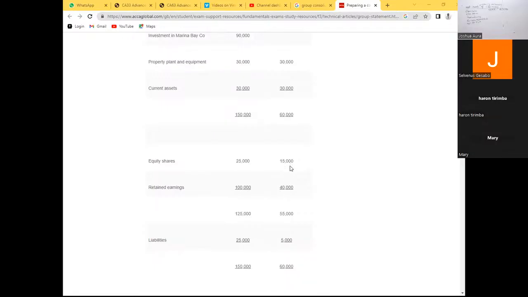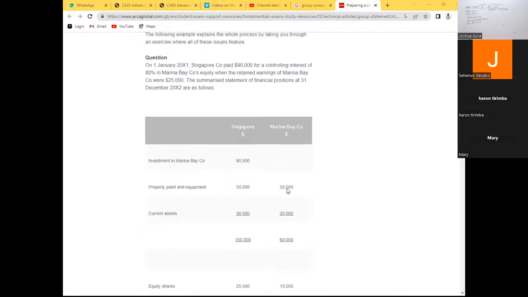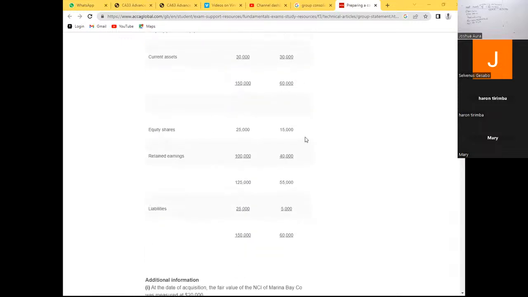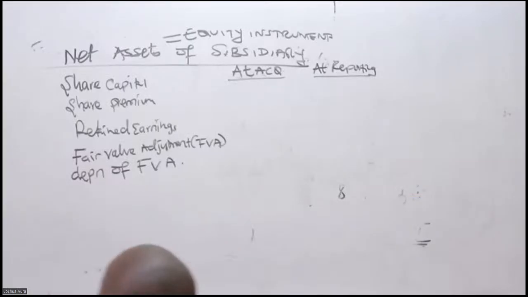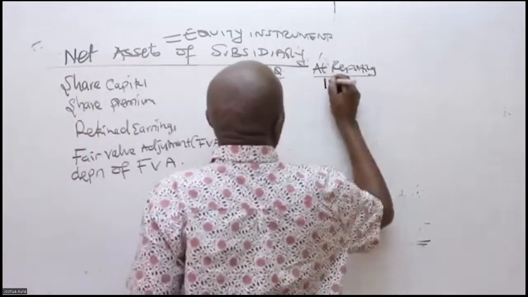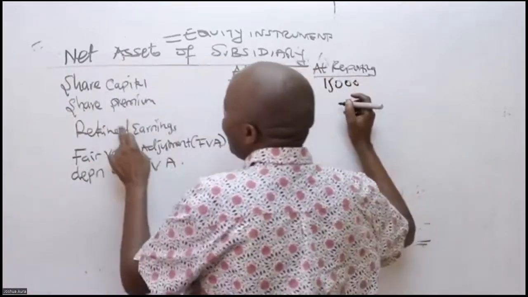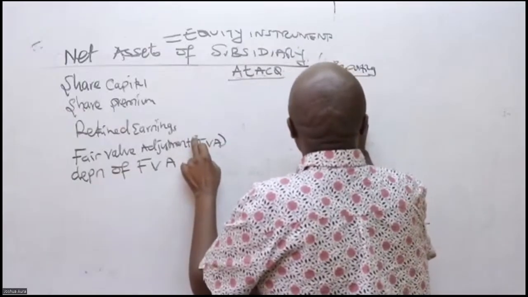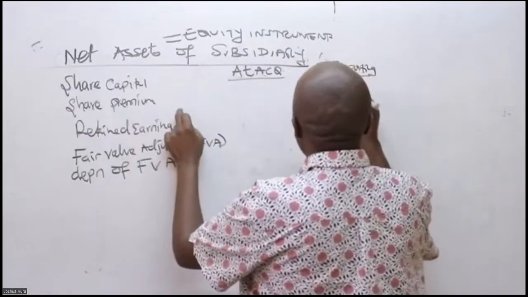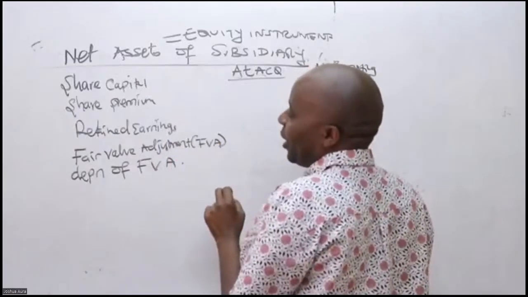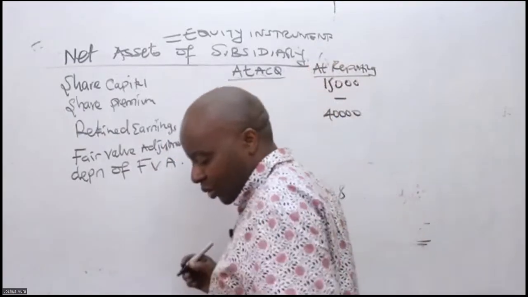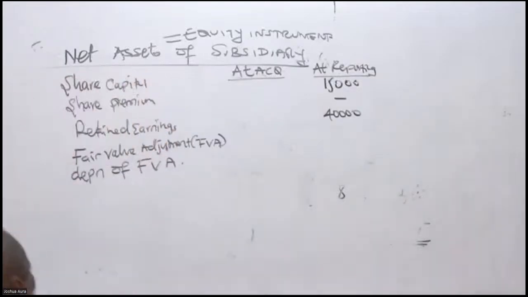And remember these 15,000 and the 40,000 that I'm reading here, these are at reporting. So I'm writing here, share capital at reporting 15,000, retained earnings at reporting 40,000. We don't have share premium, dash there. All right. And then you read the question again. When you read this question, what do we have here?